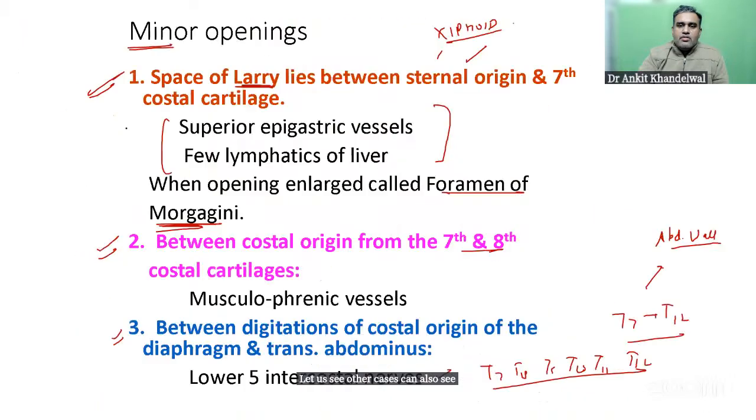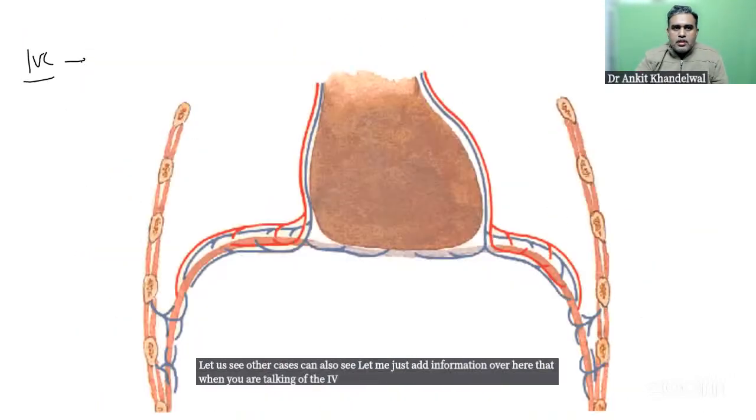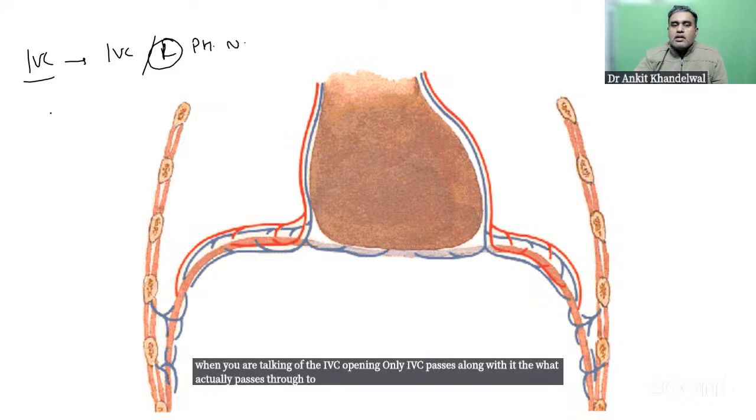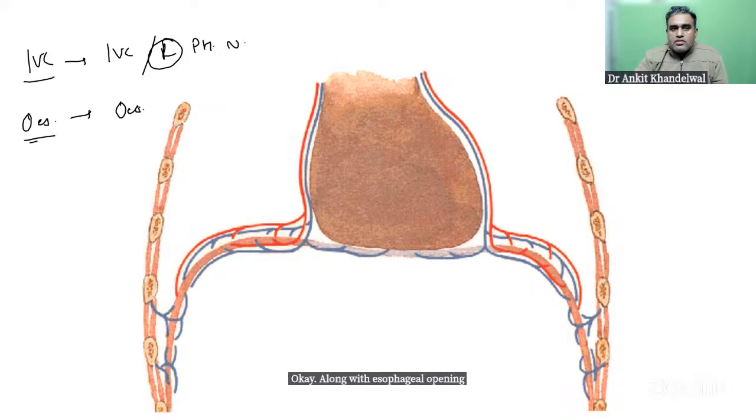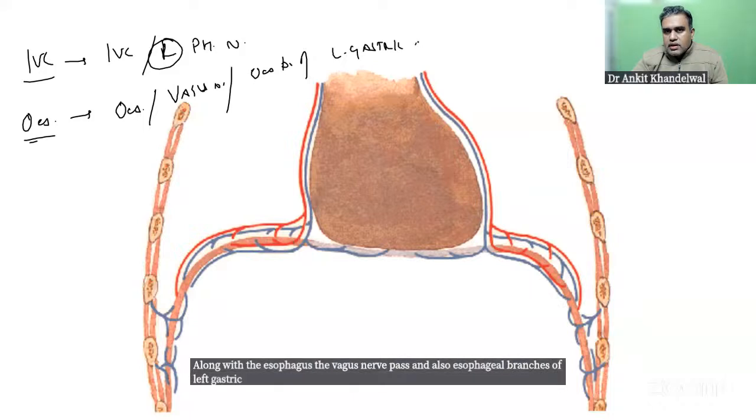Let me just add an information over here that when you are talking of the IVC opening, only IVC passes. No, along with it, the right phrenic nerve will also pass. Along with esophageal opening, along with esophagus, what else passes? Along with esophagus, the vagus nerve passes, and also esophageal branches of left gastric artery will also pass.